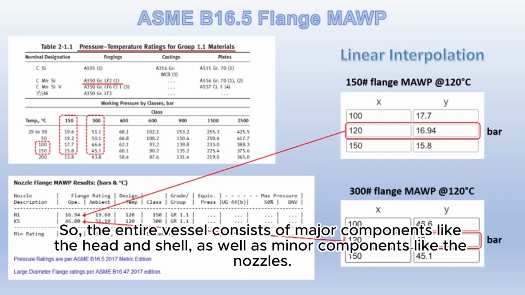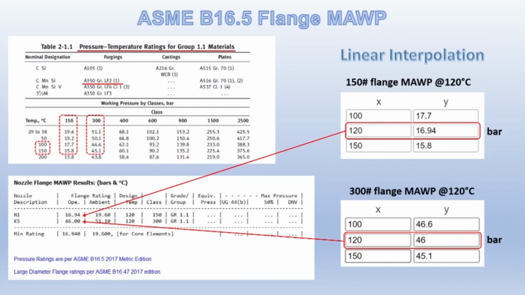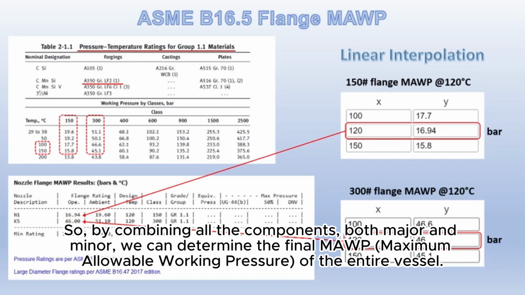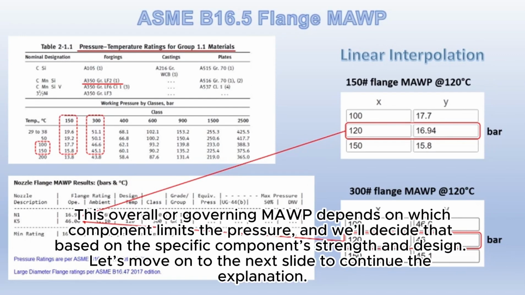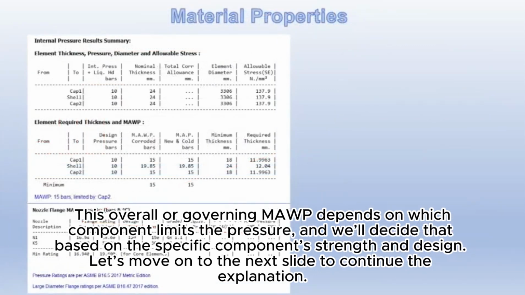So the entire vessel consists of major components like the head and shell, as well as minor components like the nozzles. So by combining all the components, both major and minor, we can determine the final MAWP, maximum allowable working pressure, of the entire vessel. This overall or governing MAWP depends on which component limits the pressure, and we will decide that based on the specific component's strength and design. Let's move on to the next slide to continue the explanation.